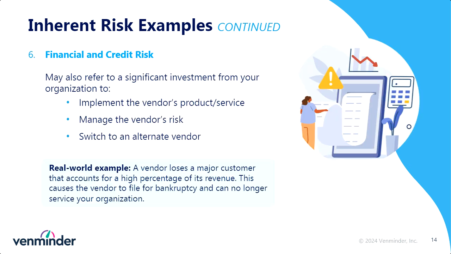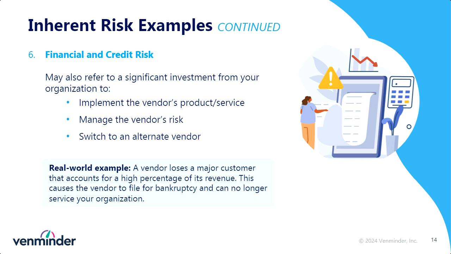Financial and credit risk can also refer to a significant investment from your organization to either implement the product or service, manage the vendor's risk, or switch to an alternate vendor. And as I mentioned before, that investment or cost would be something your organization has to determine for itself. And a real-world example would be a vendor that loses one of its major customers. In a worst-case scenario, this could result in the vendor filing for bankruptcy and no longer being able to service your organization. If this is a critical vendor, that would probably create some significant issues as you look for a replacement.